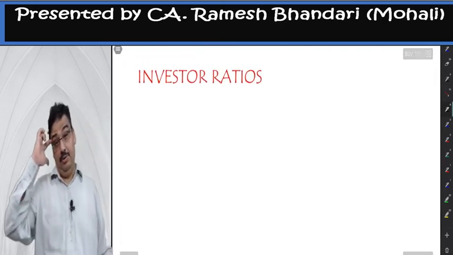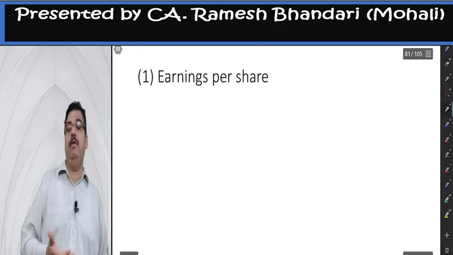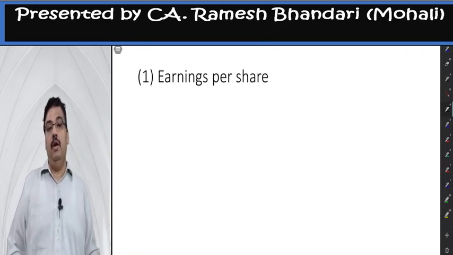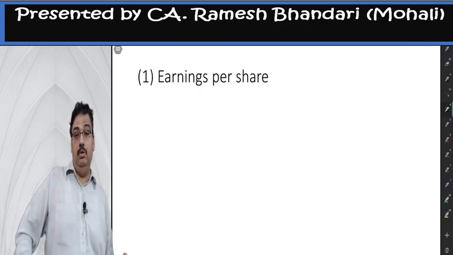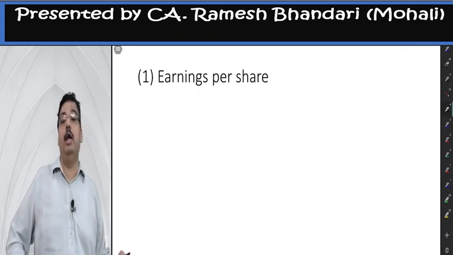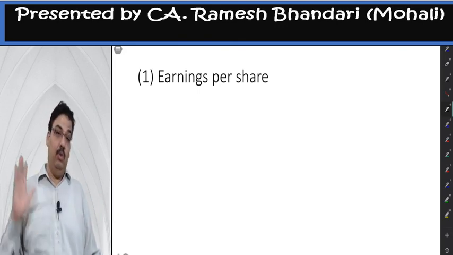Last category of ratios, investor ratios. Earning per share is very, very interesting. If you look at the accounting standard, lots of things are told there. You are told basic earnings per share, diluted EPS. We are not going to talk about all of these things. They are accounting issues basically.